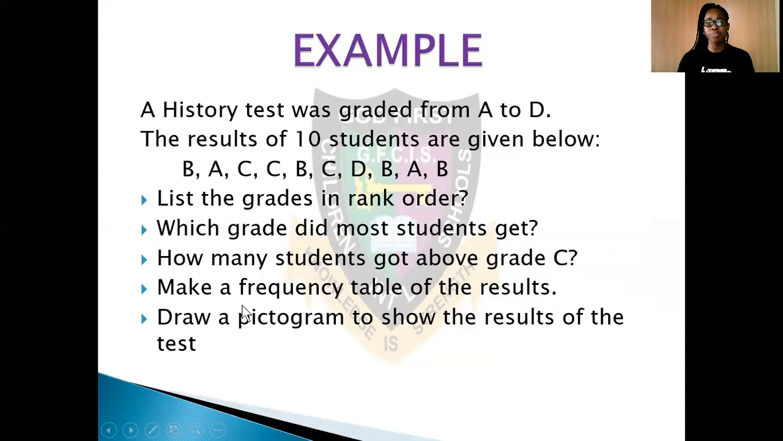The next question said, make a frequency table of the result. We should make a frequency table of this given result. And the next one is, draw a pictogram to show the result of the test. We'll be discussing this with a given solution.